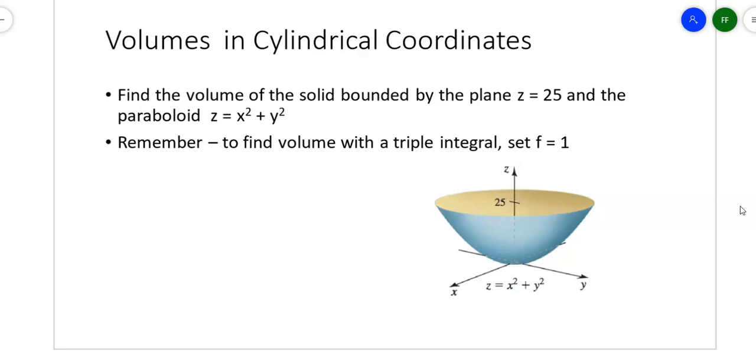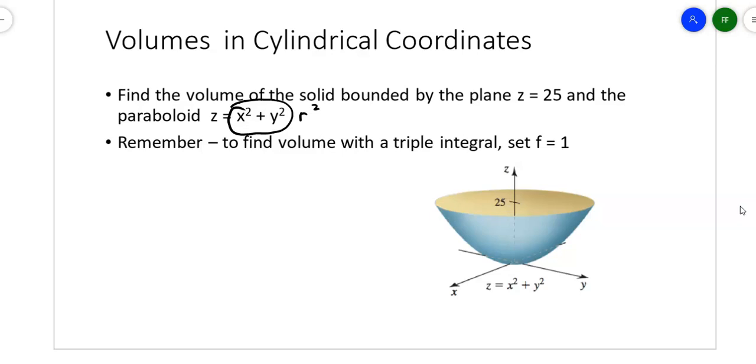I'm going to do a triple integral. I'm going to set the function as 1. That's how I set up the volume. How do I turn this into something in cylindrical coordinates? First of all, I can replace this x squared plus y squared. X squared plus y squared is r squared. So that's how I can replace it.